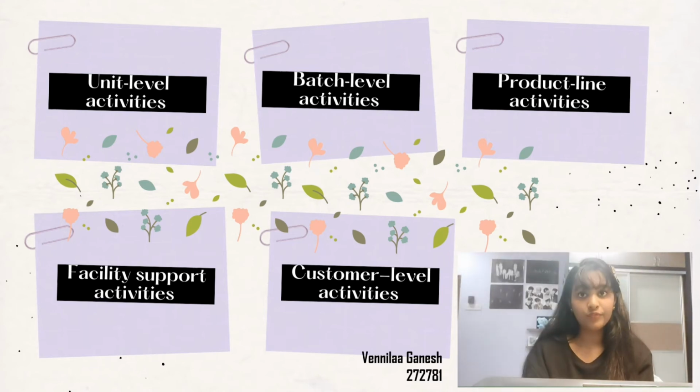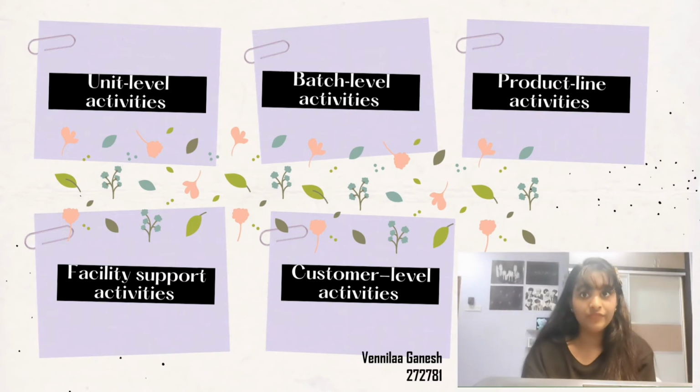The third one would be product line activities. Those are activities that support an entire product line but not necessarily each individual unit. Examples of product line activities are engineering changes made in the assembly line, product design changes, and warehousing and storage costs for each product line. For example, designing or advertising a product would be product level activities.